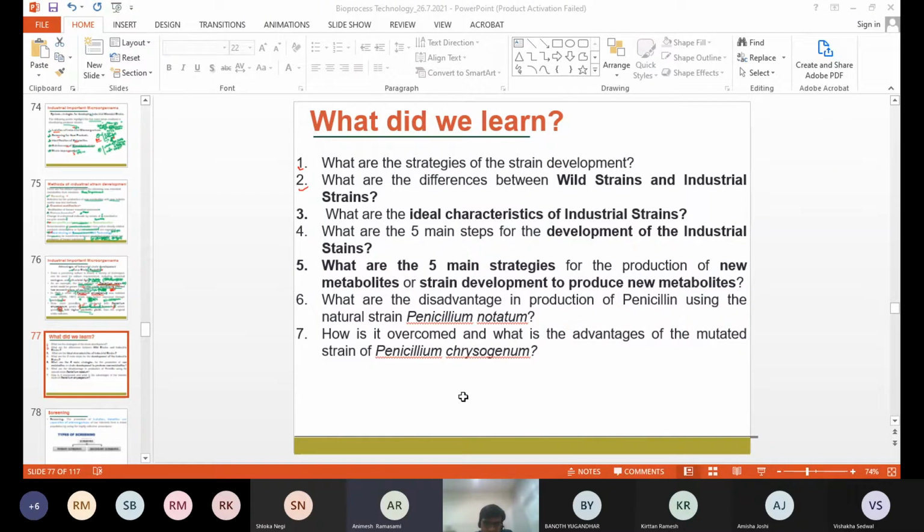Non-toxic to human beings, anything non-toxic to human beings. They have the ability to use cheaper substrate products. What about the substrate and product concentration?